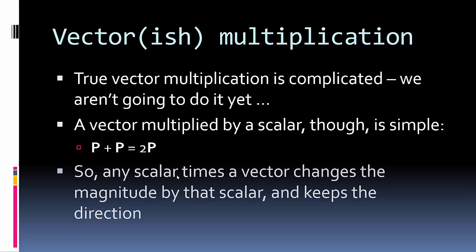What does that mean? It means that any scalar times a vector changes the magnitude by that scalar, and it keeps the direction. This is huge. This is going to be the basis for much of what we do in this class: you can multiply any vector times a scalar, and you will maintain the direction of the vector, you'll just change its magnitude.